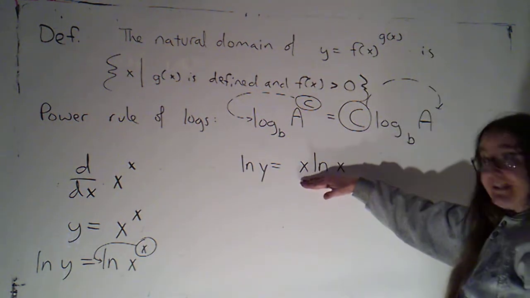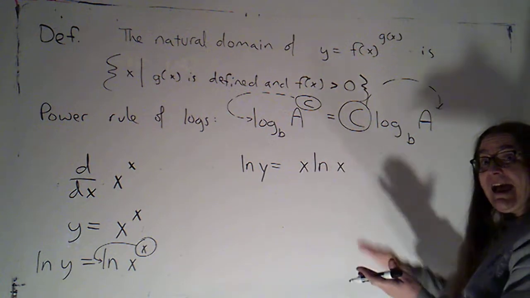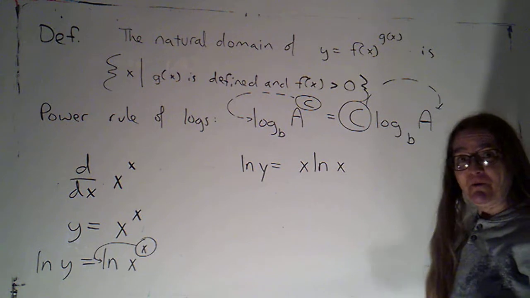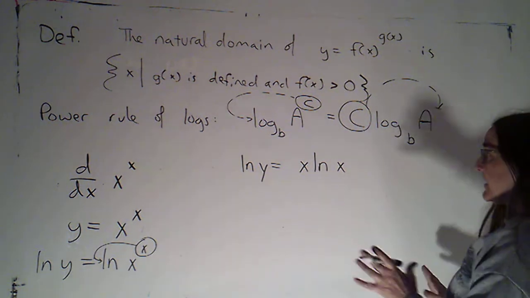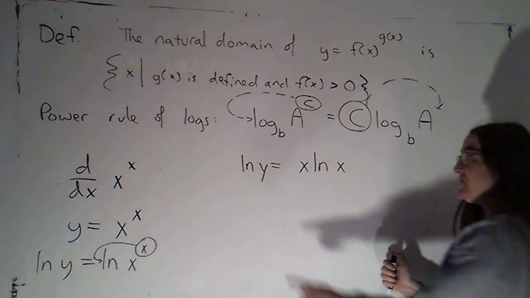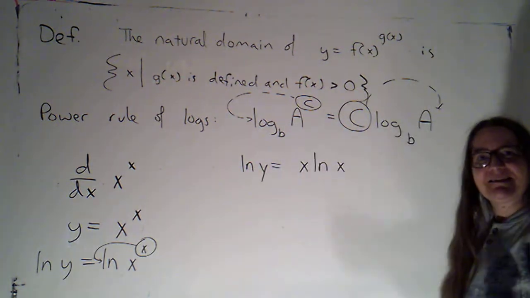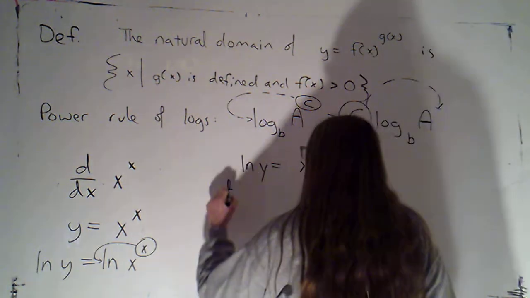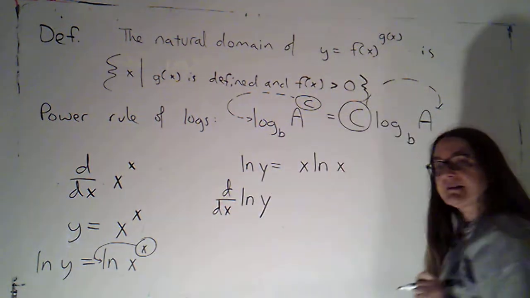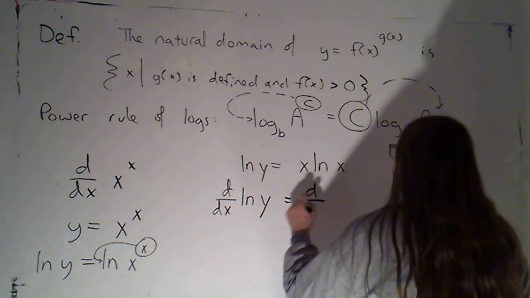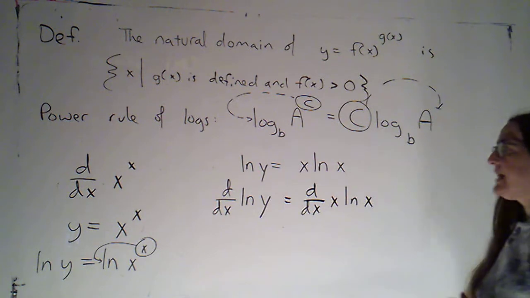Now, I know how to take the derivative of this, because this is just product rule. Now, I don't have anything up there in that exponent position. It's just a product of two functions. I'm going to have to use implicit differentiation, because I had to take the log of both sides, so I no longer just have y by itself. But that's okay. I'll use implicit differentiation. So we'll take the derivative with respect to x of the natural log of y, and we'll say that's the derivative with respect to x of x times the natural log of x.